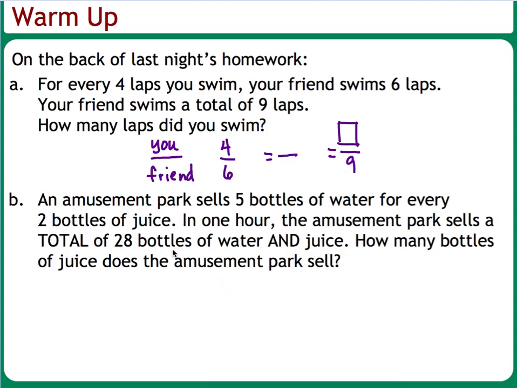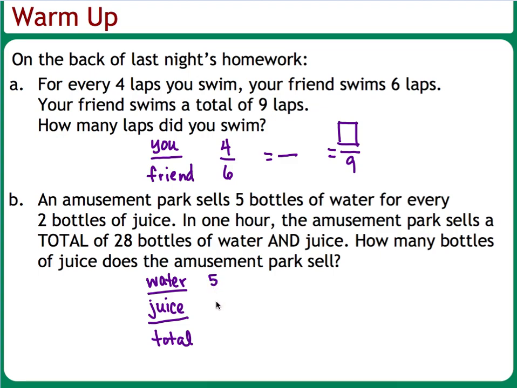And then for B, the amusement park sells 5 bottles of water for every 2 bottles of juice. In 1 hour, the amusement park sells a total, so combined water and juice, of 28 bottles. So how many bottles of juice, just the juice, does the amusement park sell? So we can set this up as well as water, and then juice. And then we have a total. So it's kind of like a fraction and a fraction. But again, you can think of this as a table. I'm just not drawing the vertical lines here.